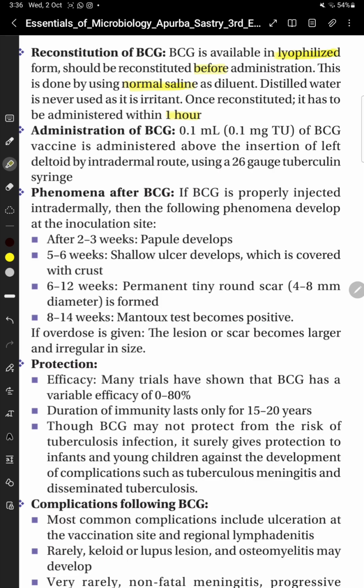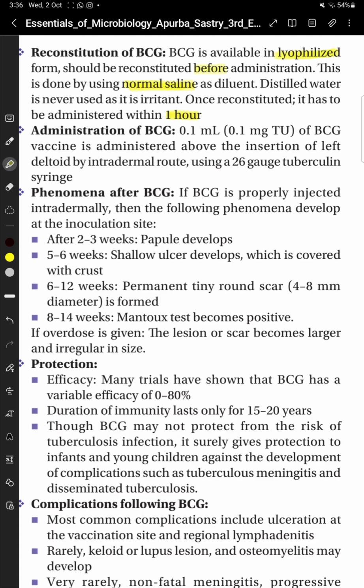So for reconstitution we use normal saline. We do not use distilled water for reconstitution because distilled water is irritant, and once it is reconstituted, within 1 hour we have to administer it.